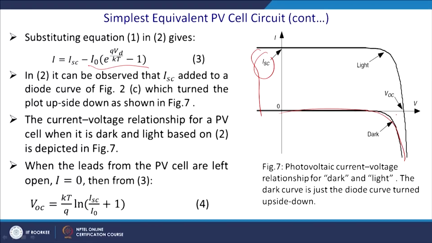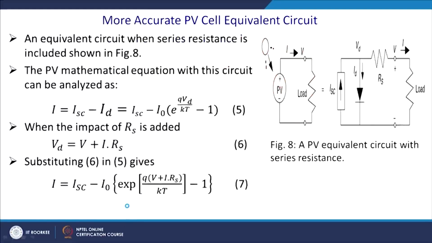And when the leads from the PV cell are left open, that is I equal to 0. So, the open circuit voltage will be V_OC equals kT/q ln(I_SC/I_0 plus 1), and thus you can calculate the open circuit voltage in the lighting case.